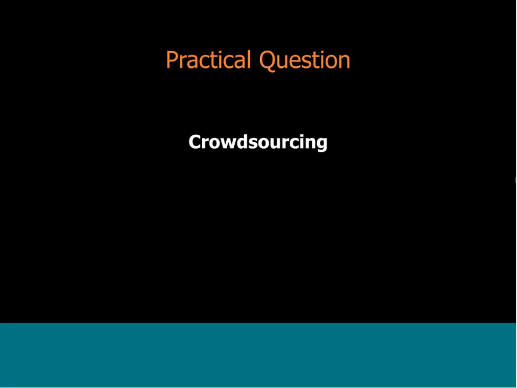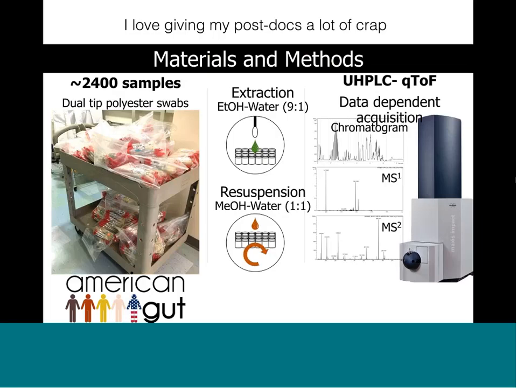So we're part of a crowdsourcing project called American Gut. Basically, what this project does is you can pay $100, then we will send you a sample kit, and we will look at these samples for microbiome sequencing, and we're starting to do the metabolomics on this. And this is where Alan got 2,400 samples, and he did a standard extraction, resuspension, and then LC-MS analysis.